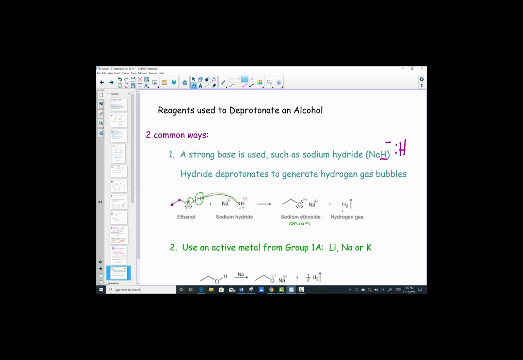And now what's formed is molecular hydrogen. You will actually start to see bubbles come out of solution as the hydrogen evolves. So as it comes out of solution, you'll see bubbling here. Ethanol can be deprotonated with a strong base such as hydride, generating hydrogen gas and the ethoxide ion.